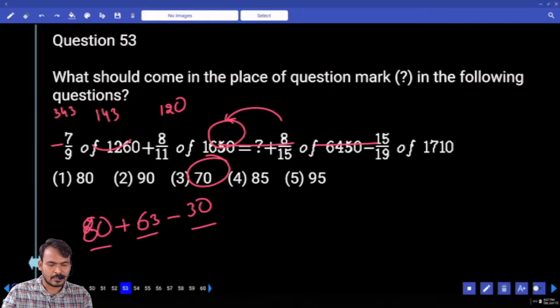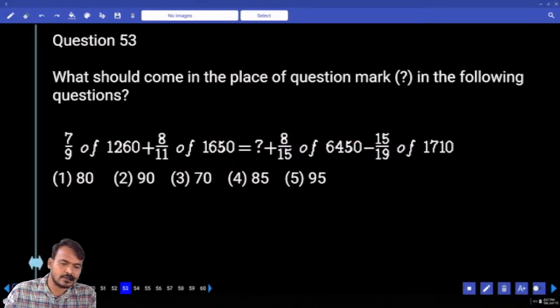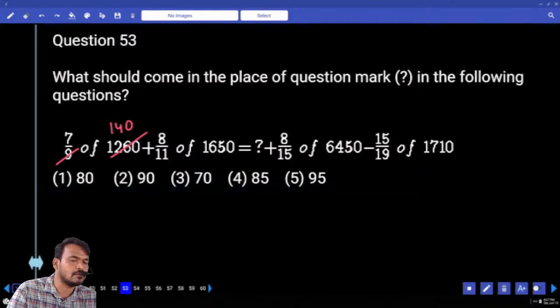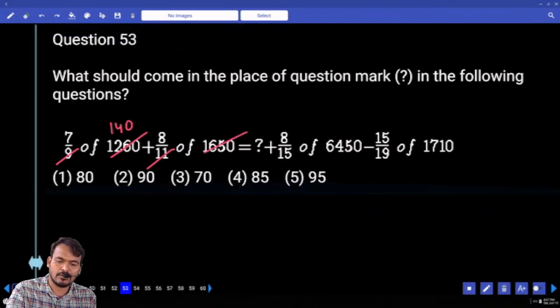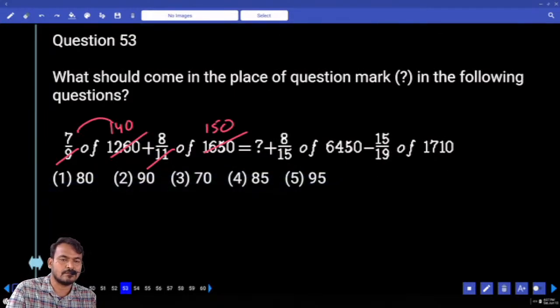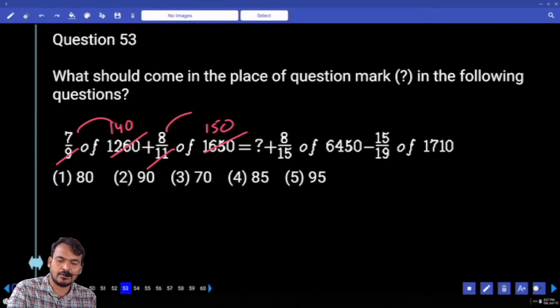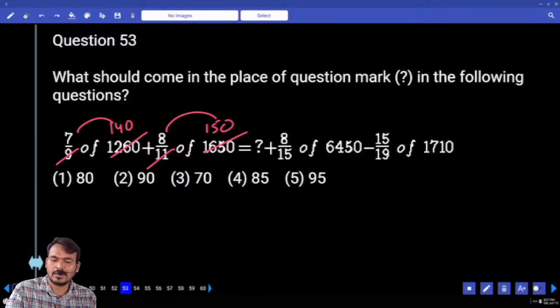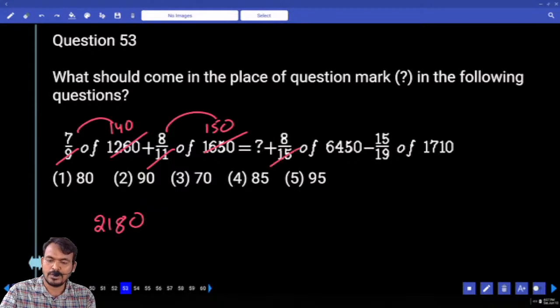113. Question number 53. 9 how many times? 140. Next, 11 how many times? 150. 7 into 140, 980. 8 into 150, 1200. Total it is 2180. 15 how many times?